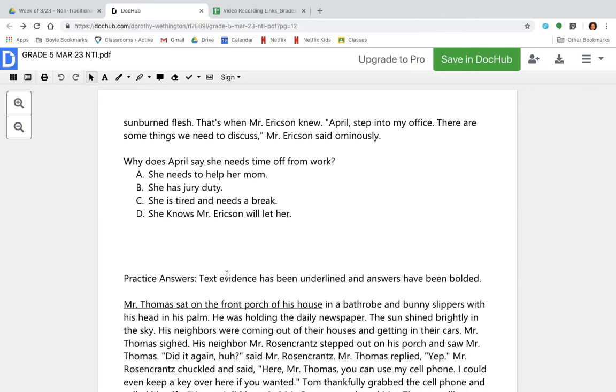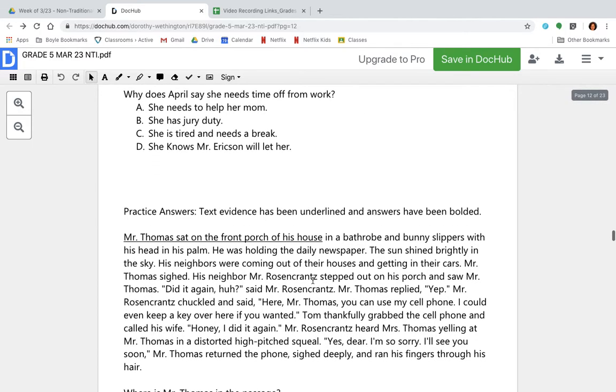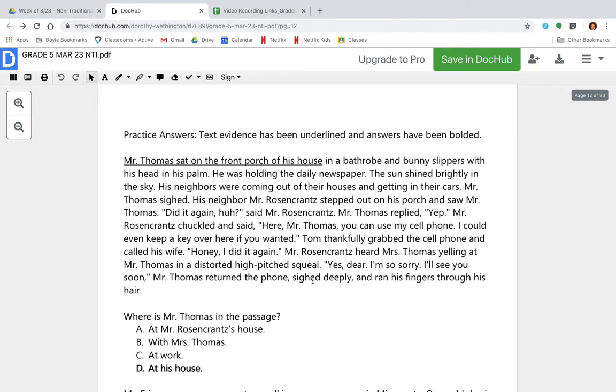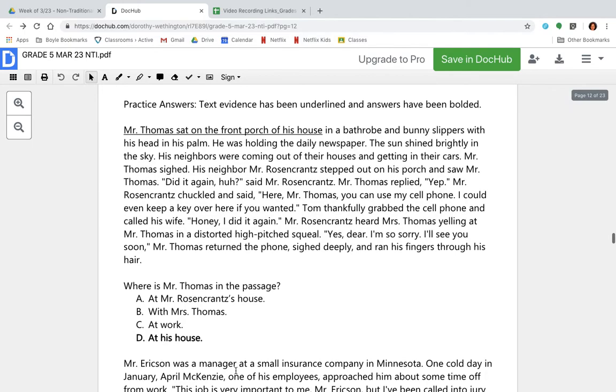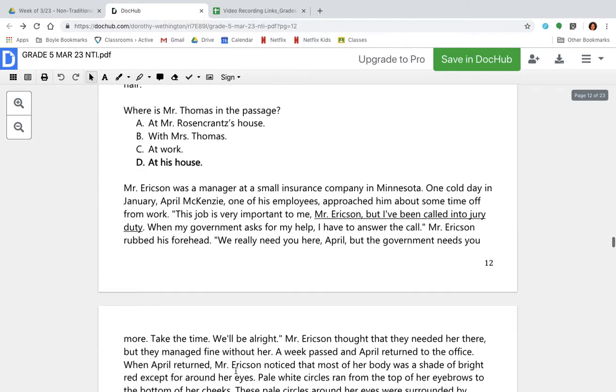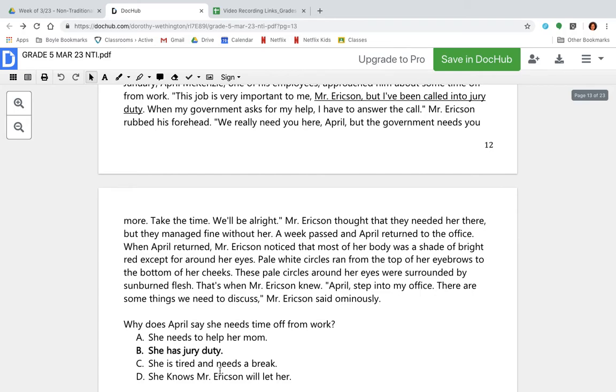Practice answers. Text evidence has been underlined and answers have been bolded. Where is Mr. Thomas in the passage? Mr. Thomas sat on the front porch of his house. D. At his house. Question 2. Why does April say she needs some time off from work? B. She has jury duty. "Mr. Erickson, but I've been called into jury duty."